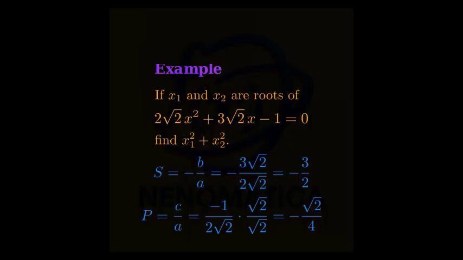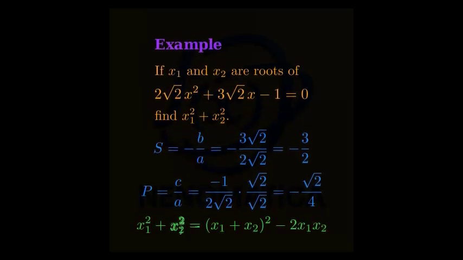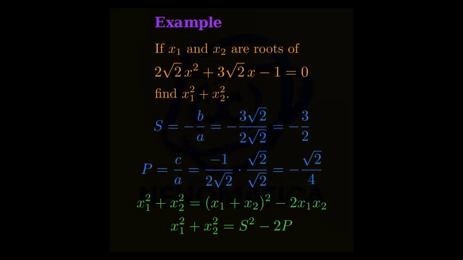Next, we use the symmetric identity for the sum of squares. x1 squared plus x2 squared equals the square of the sum minus 2 times the product. That is s squared minus 2p. Now substitute s equals negative 3 halves and p equals negative root 2 over 4. We square negative 3 halves and subtract 2 times p. This becomes 9/4 plus root 2 over 2.